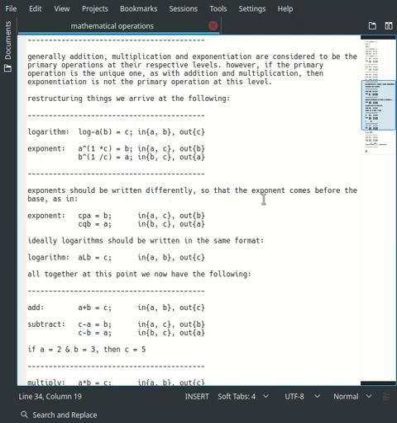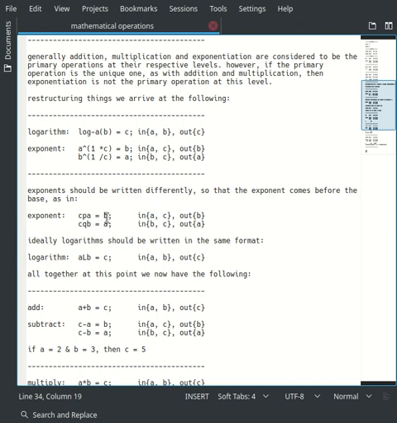Exponents should be written differently so that the exponent comes before the base, as in C. And here I'm going to use P and Q because they are just mirror images of each other, and we've got this inverse thing that's happening in the two exponent forms. So P and Q are going to be nice for this because they visually indicate that mirroring, but otherwise they're the same. It's a circle with a line, a tail that extends down below.